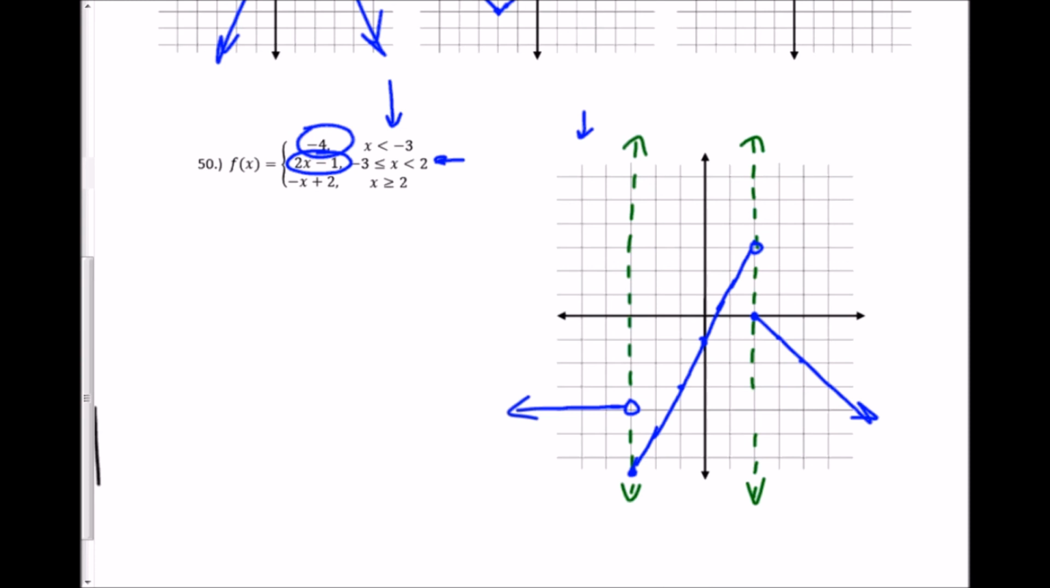But with a piecewise function, we get a graph that's in pieces. I have a little piece of one function, a little piece of another function, a little piece of another function. And that's it. I hope this was helpful, and good luck on your midterm.